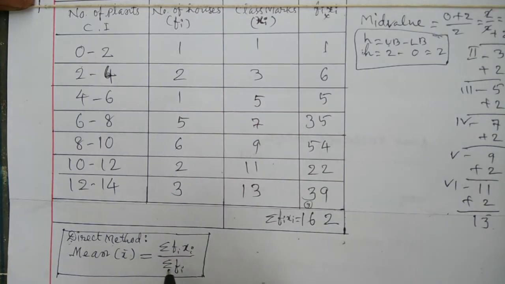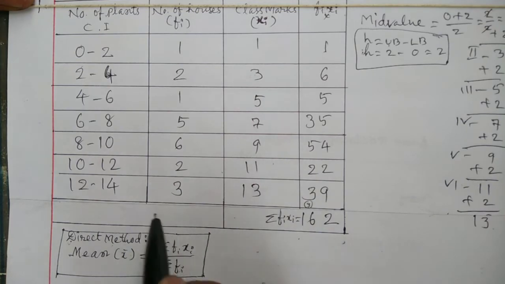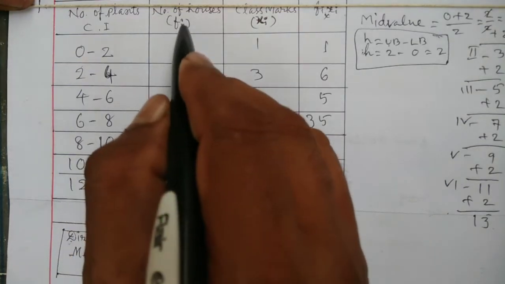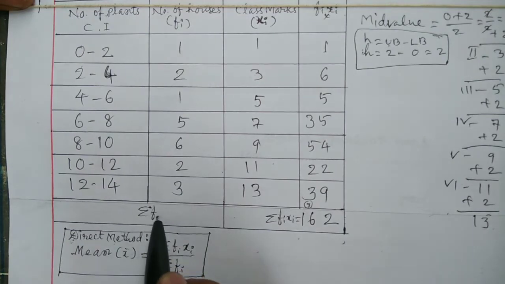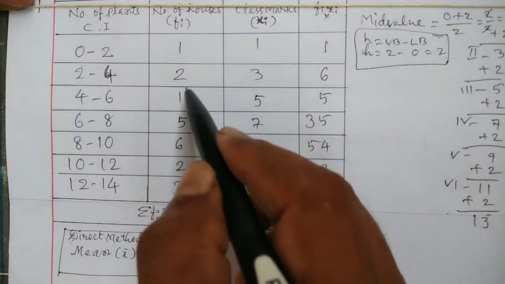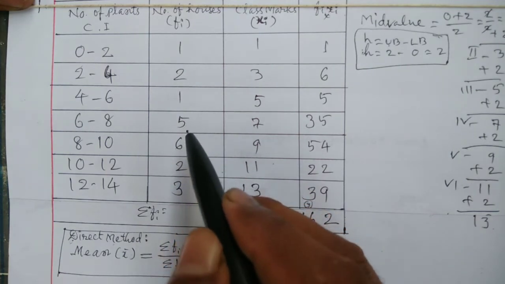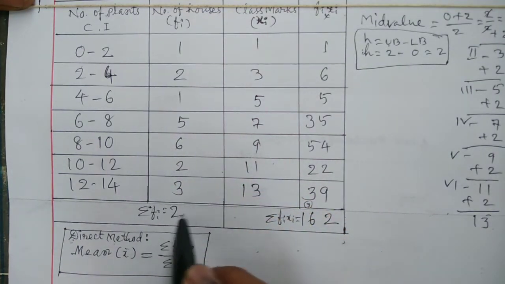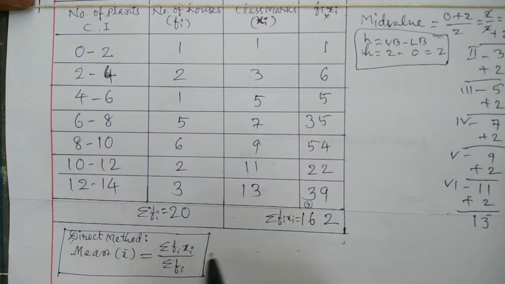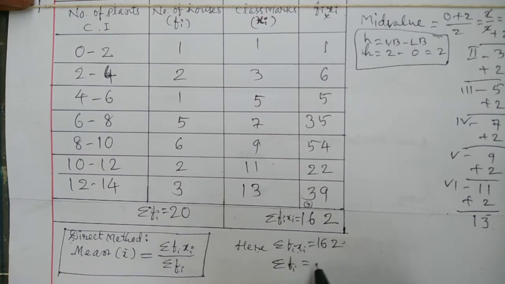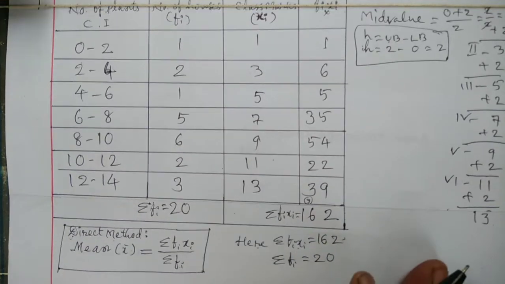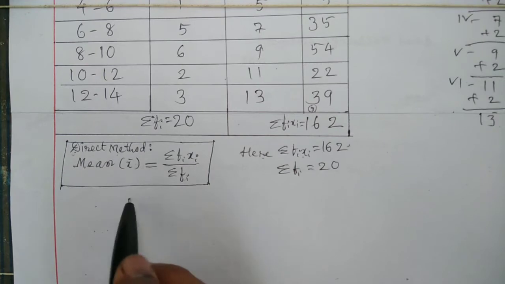Next we have to find summation fi. Summation fi is equal to 1 plus 2 is 3, 4, 9, 15, 17, 20. So we have here summation fi xi is equal to 162 and summation fi is 20. Using these values we can find the mean.